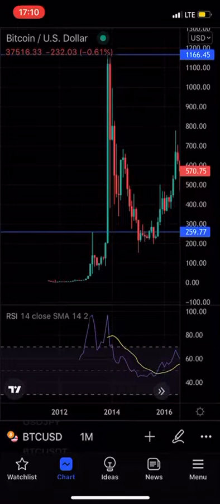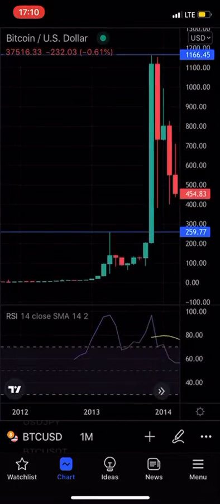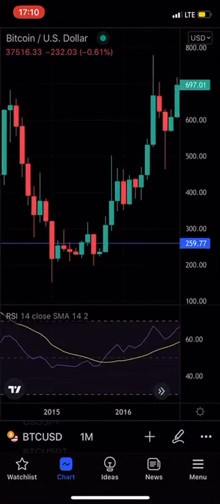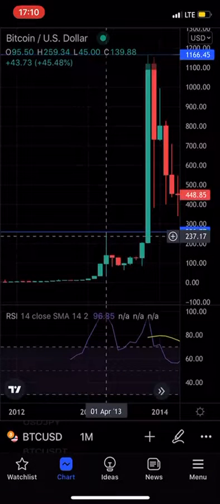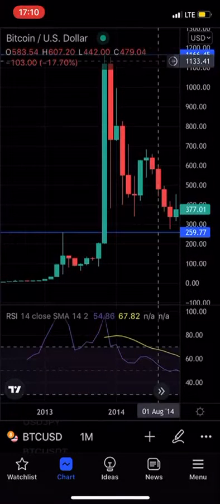This horizontal line of resistance you're seeing represents each cycle top for each bull run. This is actually the first cycle top, the 2013 bull run. This is the second cycle top.